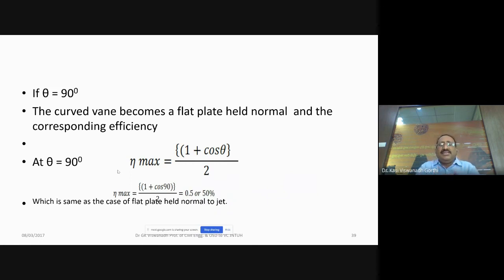Theta may become 90 degrees. This is one usual case. When theta is becoming 90 degrees, what happens? The liquid jet strikes. Instead of having a symmetrical curved vane, it becomes a flat plate. So the liquid jet strikes a flat plate. Then when theta is becoming 90 degrees, the curved vane becomes a flat plate, which is held normal to the direction of the jet. And the corresponding efficiency, substituting theta equal to 90 degrees here, 1 plus cos 90 by 2, or 1 by 2, 50%, which is same as the case where we have a liquid jet striking a flat plate held normal. A series of flat plates held normal, where you have maximum efficiency 50%.